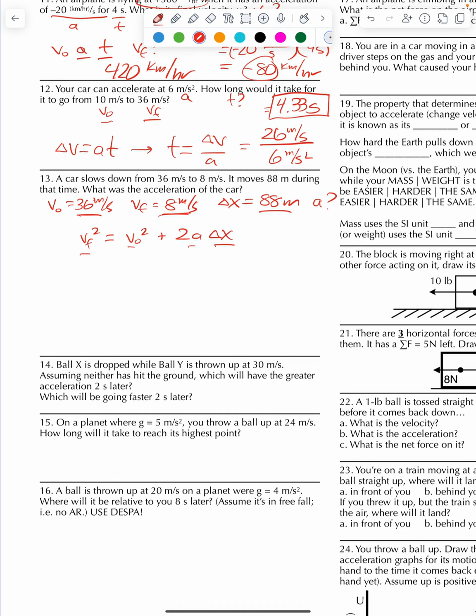So what you can do is plug in and say v final, which is 8. I'll leave off the units just to save time. 8 squared equals 36 squared plus 2 times your a, I didn't need the parentheses, times your delta x, 88. And just go ahead and solve that. I won't do that here, but you'll get the same answer. You'll have to be careful paying attention to signs, because this side's going to end up being negative when I move the 36 squared over there, but you'll get negative 7 meters per second squared.